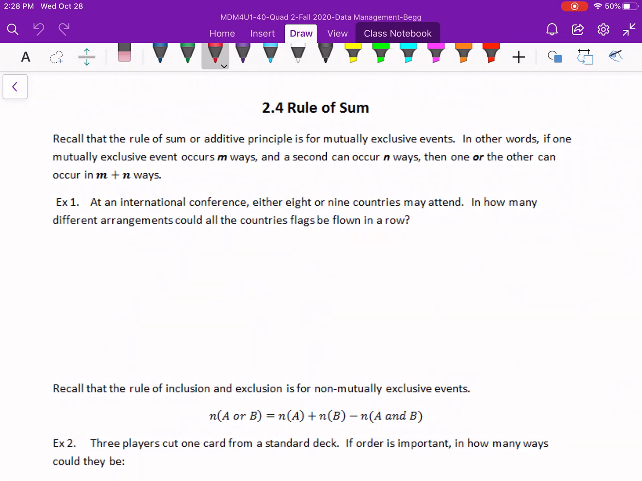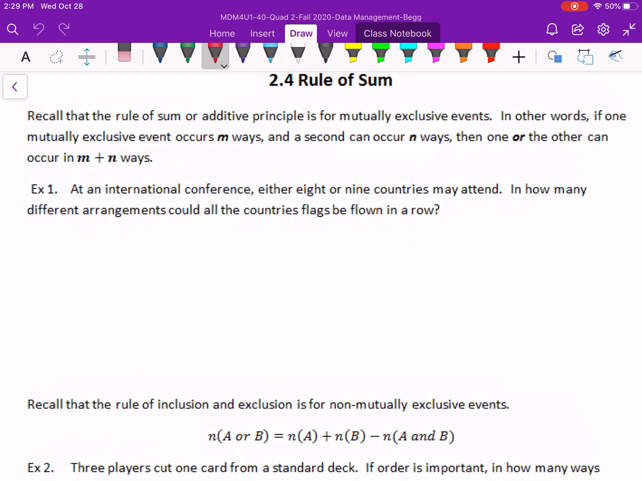In lesson 2.4, we're going to continue working with permutations and counting. We're going to look at something called the rule of sum. We're also going to look at something called an indirect method of counting. So let's get to it.